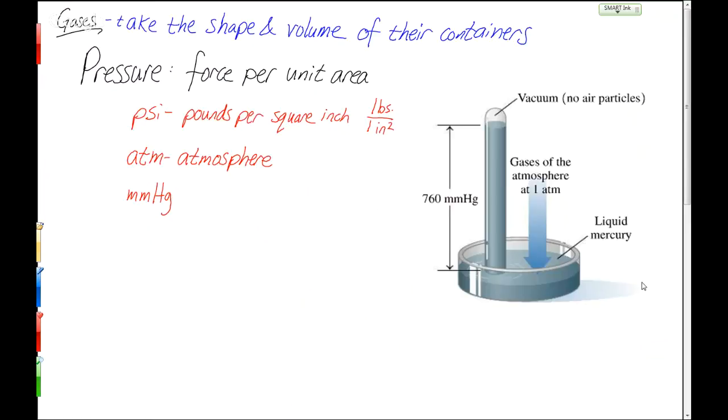But a long time ago, we measured pressure by making a dish of mercury, taking a tube that had no air in it, so a completely evacuated tube, and putting it upside down in the mercury. And what happens if you put an evacuated tube upside down in liquid?